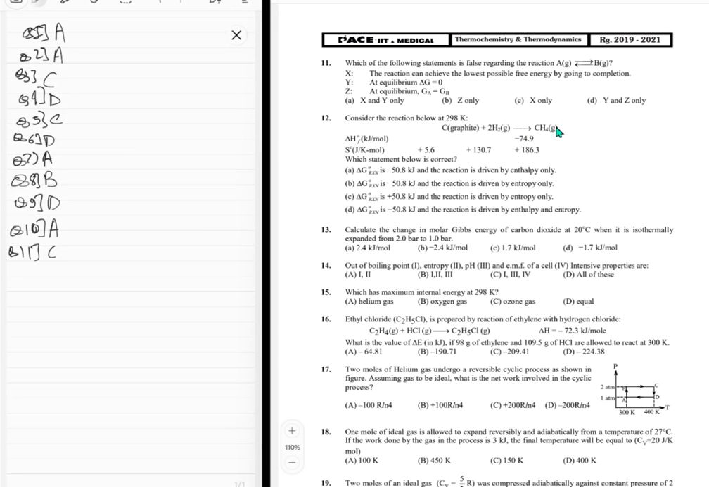Consider the reaction below at 298 Kelvin. Graphite plus H2 gives CH4. So you're trading 2 gaseous moles for 1 gaseous mole. I think delta S is negative. Delta H formation for this reaction. Delta S, kilojoule per mole. Why are there 3 values for this?